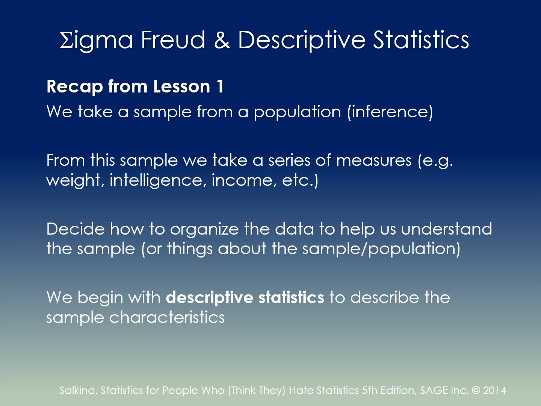Okay, so before we get into Chapter 2, let's recap from Lesson 1 to bring us up to speed. We start with research, by taking a sample from a population, because the sample is supposed to represent the population, and it's really hard to measure the population, so we infer from the sample to the population. It's much more workable and much more measurable. From the sample, we take a series of measures, things that are important to the researcher. Then we have to decide how we organize the information, like this numerical data, to help us understand the sample. That's what we want to do.